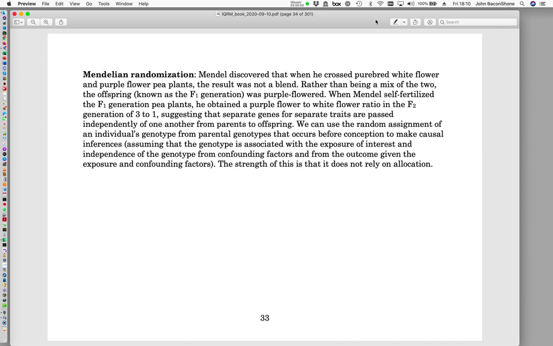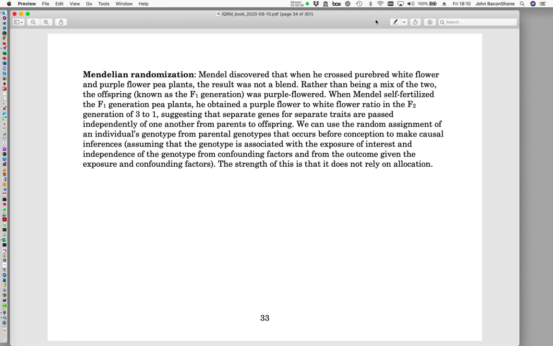Okay? Now, one last little thing for those of you who are biological scientists. There are other methods of randomization other than through allocation. There's also what's called Mendelian randomization. Mendel was a botanist. He discovered that when he crossed purebred white flowers and purebred purple flower pea plants, the result was not a blend.